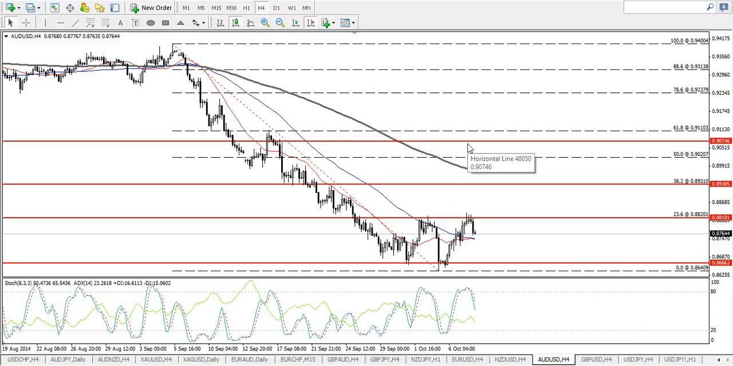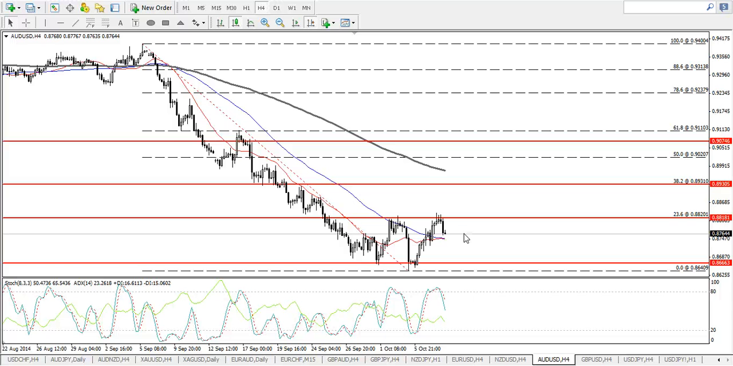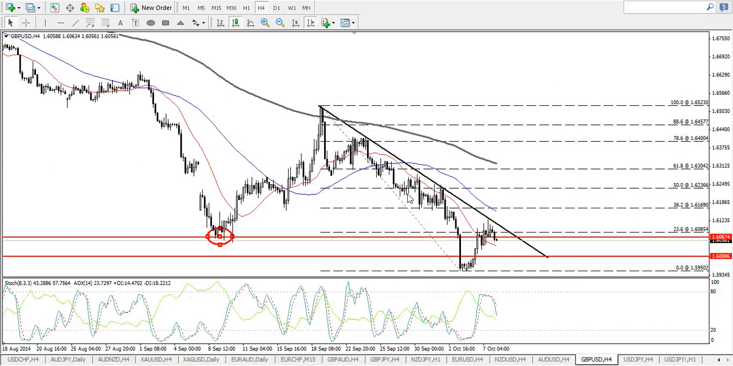but do take note that tomorrow we have the employment data for Australia itself. So yeah, do take note about that. And stochastic has suggested overbought as well, crossing downwards. You might want to go for a short opportunity, but just again take note that employment data is coming out tomorrow. All right. Next, we shall look at the pound against the US dollar.